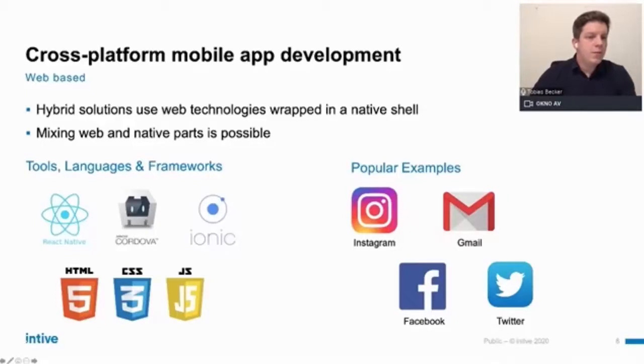These applications are most of the time written with technologies like React Native, Apache Cordova, Ionic, and languages being HTML, CSS, and JavaScript. One important thing to notice is that it is possible to mix web and native parts in those hybrid applications. And we're going to have an example for that on the next slide. But popular examples for web-based cross-platform applications are pretty famous, actually. Those are Instagram, Gmail, Facebook, and Twitter. So some of the most popular apps are actually web-based applications.